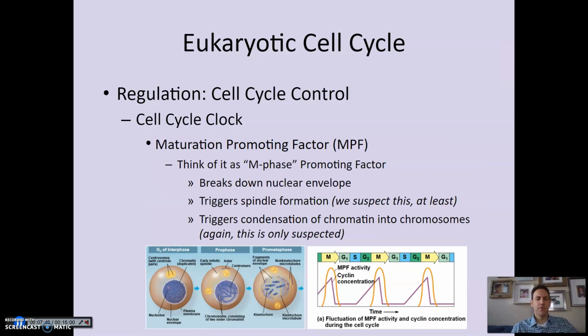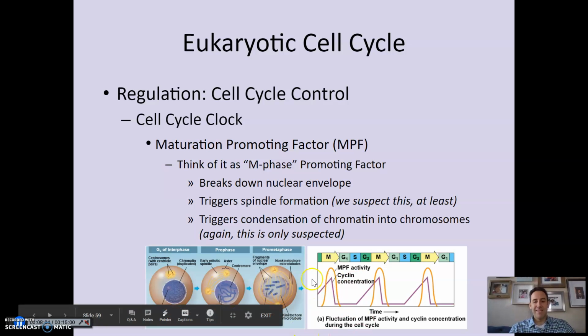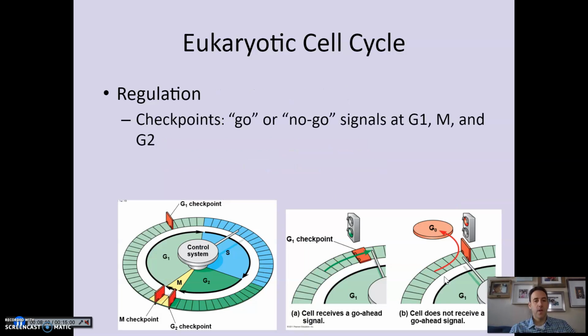How does maturation promoting factor stimulate mitosis? Well, it breaks down the nuclear envelope. It triggers spindle formation, at least we suspect, and then it triggers the condensation of chromatin into chromosomes. All those things that need to happen for mitosis to take place happen because of that MPF level, whose concentrations fluctuate based on this normal clock.